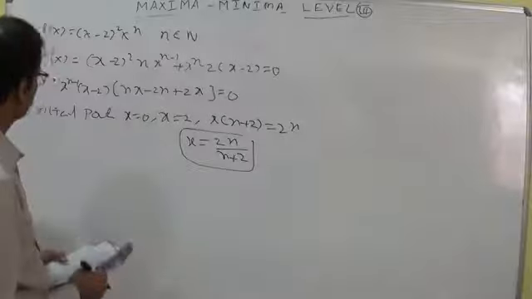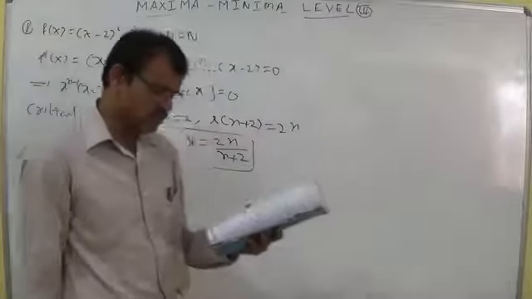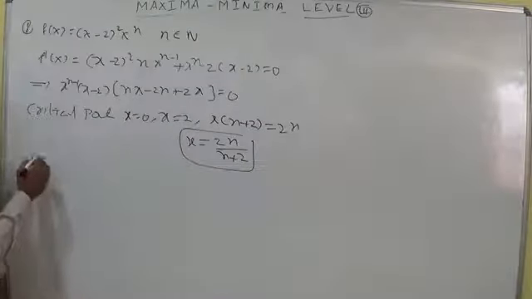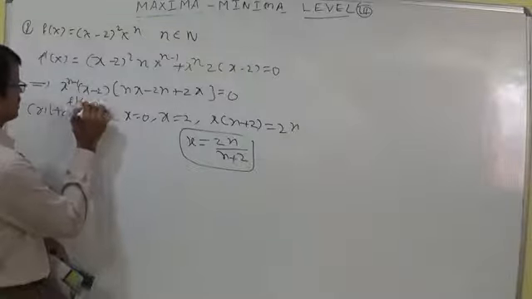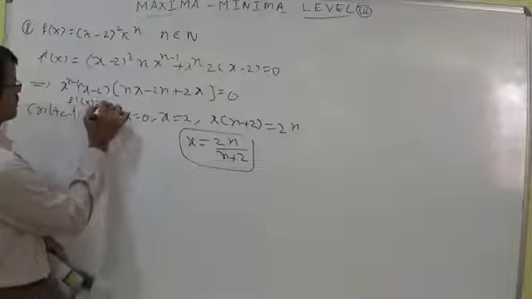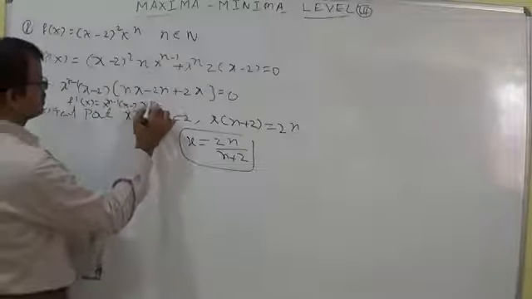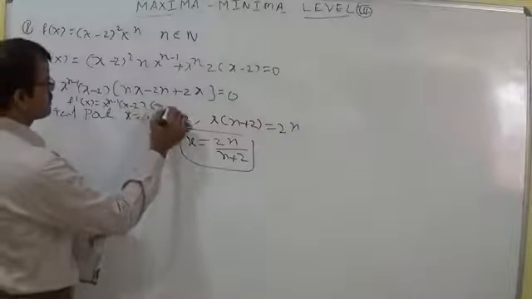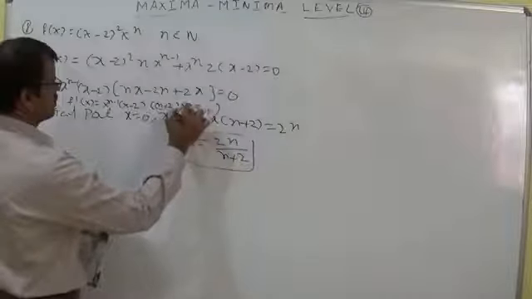Regarding using the first derivative test, let us discuss the options. Maximum at x equal to 2. Anyhow, we will calculate the second derivative. Here I am writing f dash x. f dash x is equal to x power n minus 1 into (x minus 2) into ((n plus 2) into x minus 2n).